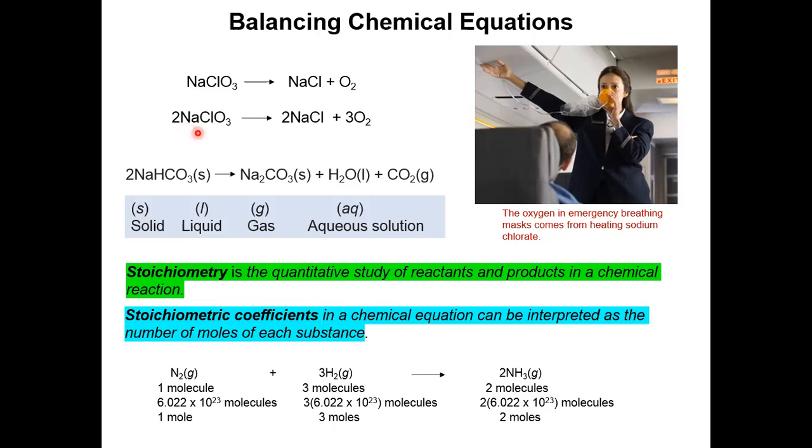2. What about chlorine? 1, 2. 2. Okay, don't be mistaken. We do not have 1. We have 2 because this 2 belongs to everything here. So we have 2 sodium. We have 2 chlorine. What about oxygen? 6. Yeah, exactly, 6. We have 6 oxygens here. Just remember: 2 sodium, 2 chlorine, 6 oxygens.